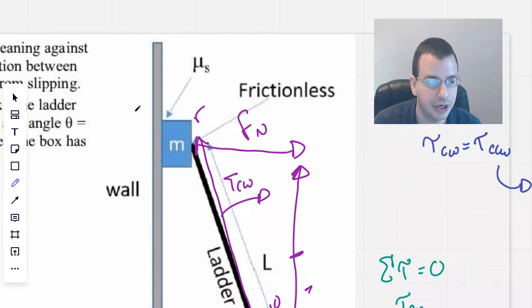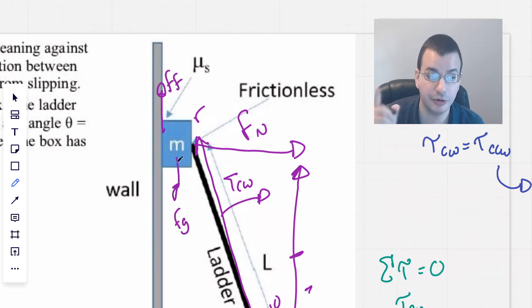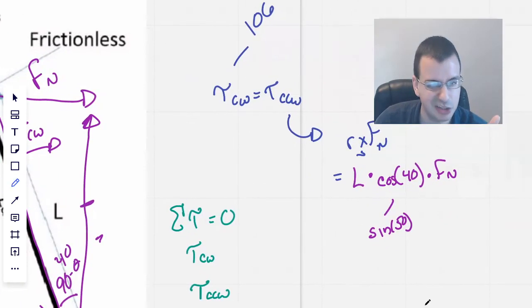So we have force normal here, we have force of friction here, and we have force of gravity here. And we know that force of gravity and force of friction will equal each other because the box isn't falling. That's just one of the assumptions.